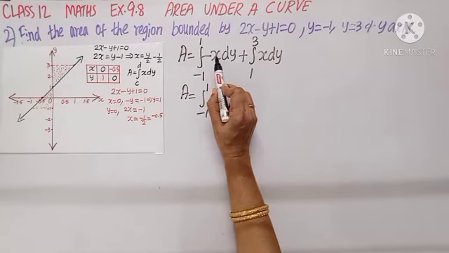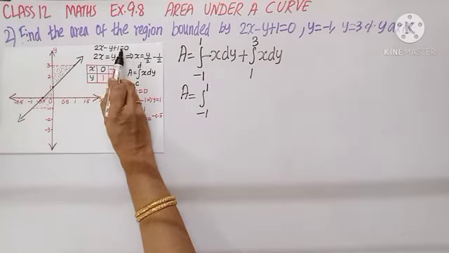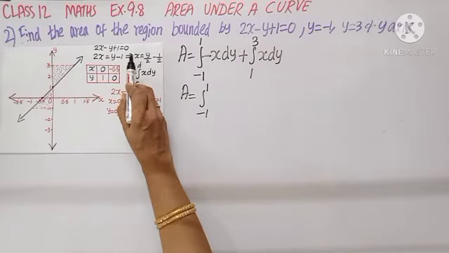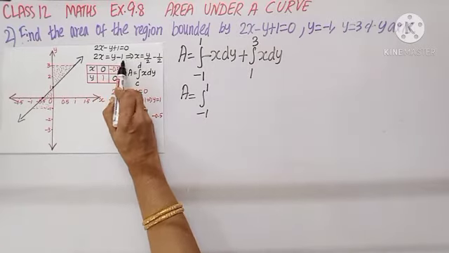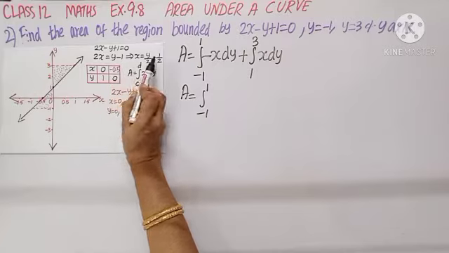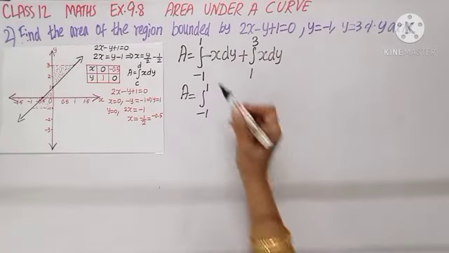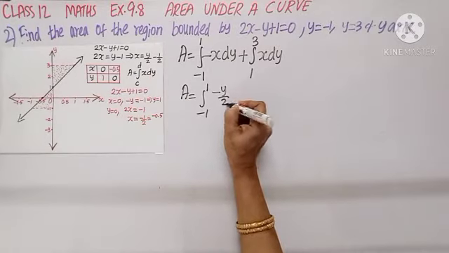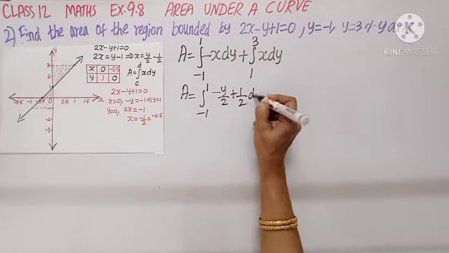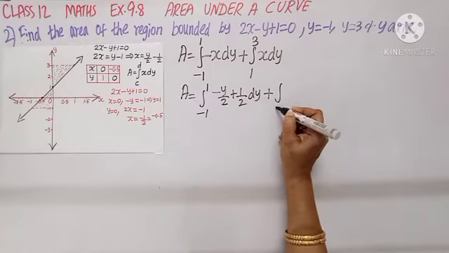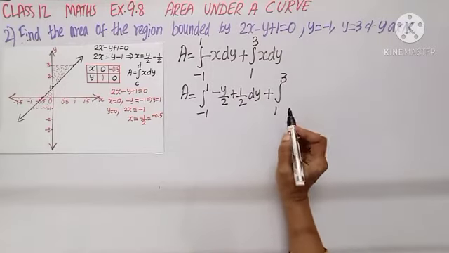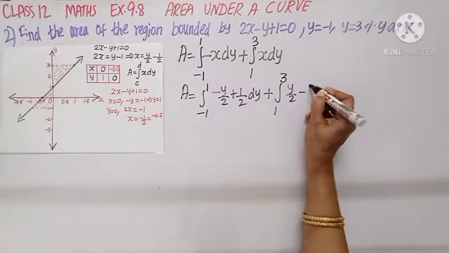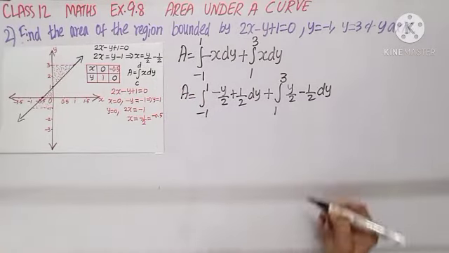What is x? From the given equation, 2x is equal to y minus 1, or x is equal to y by 2 minus 1 by 2. What is minus x? Change the symbol: minus y by 2 plus 1 by 2 dy, plus the integral from 1 to 3 of y by 2 minus 1 by 2 dy.